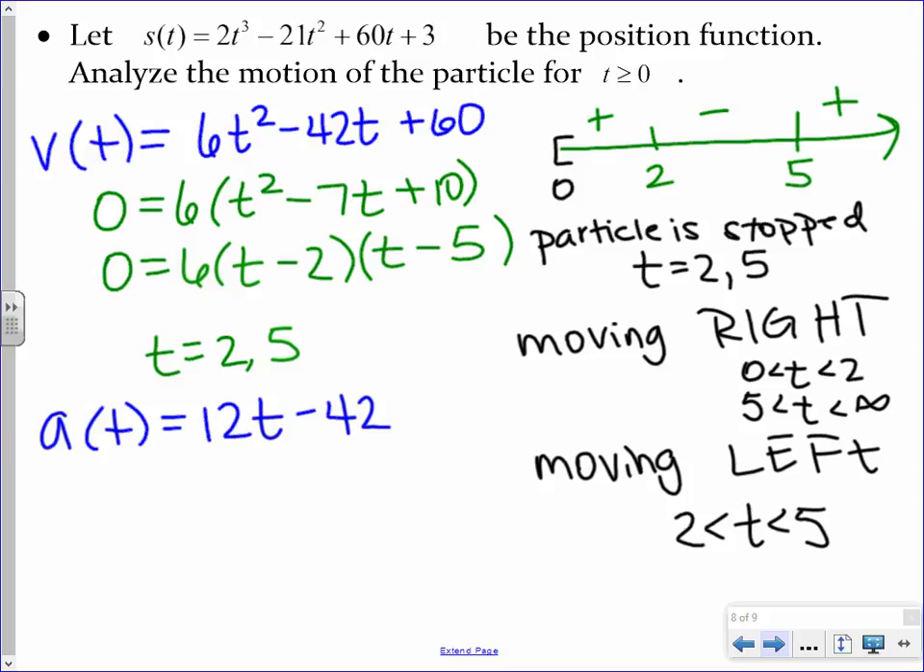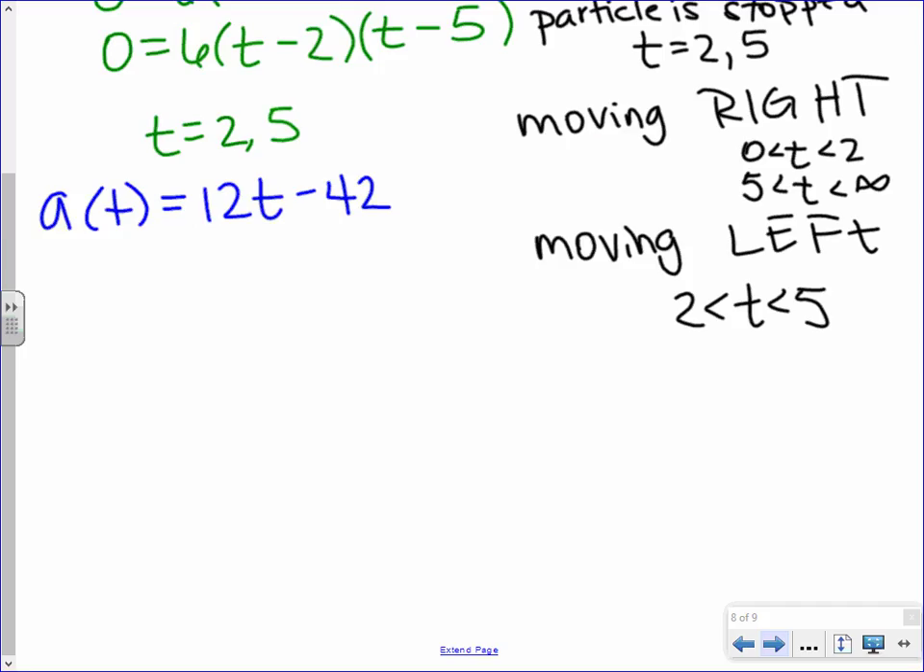What do you think so far? We're not done with the problem, but what do you think so far? No, because we still have to analyze acceleration. Okay? But look, we have a linear equation for acceleration. That's not going to be a problem, right? Okay, so if we want to analyze acceleration, what are we going to have to do for the acceleration equation? Set it equal to 0.